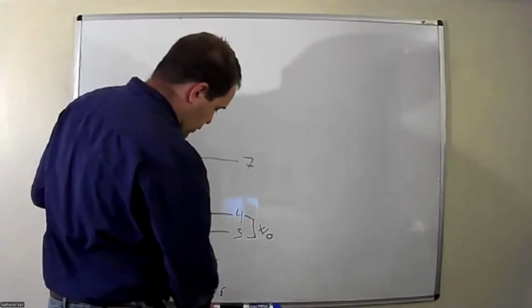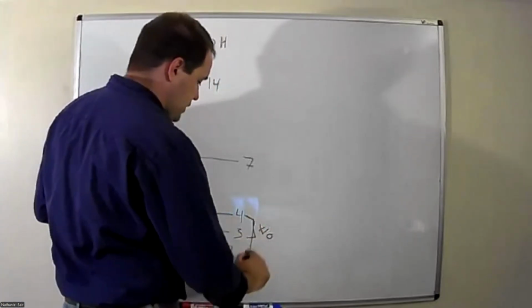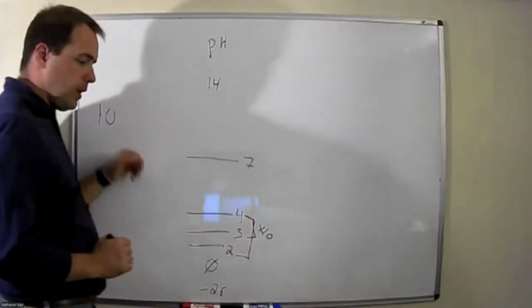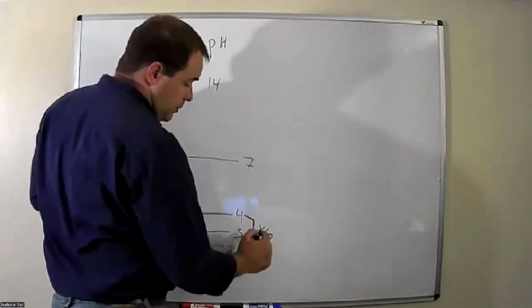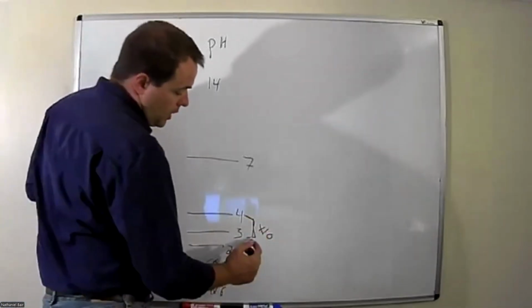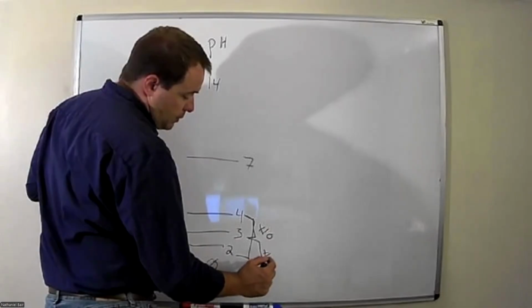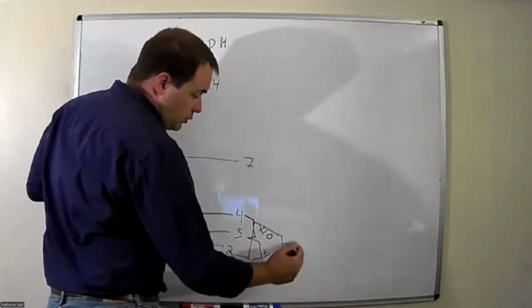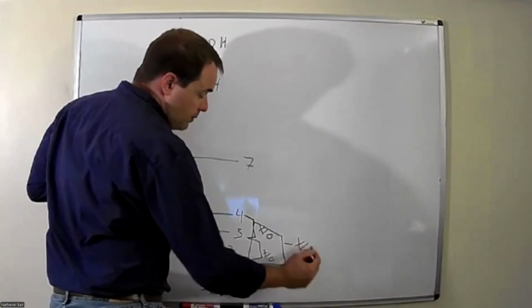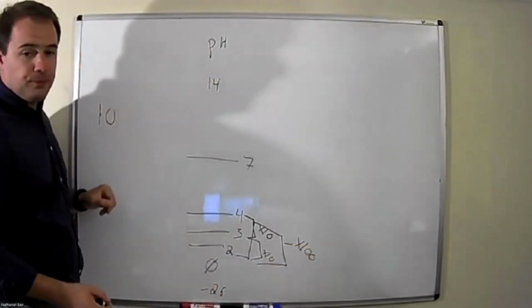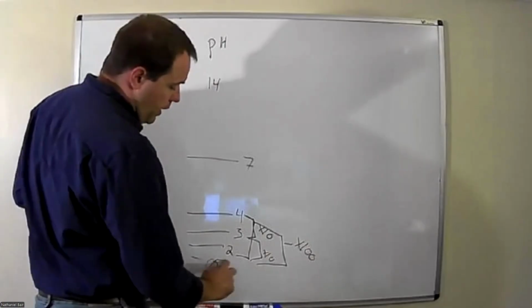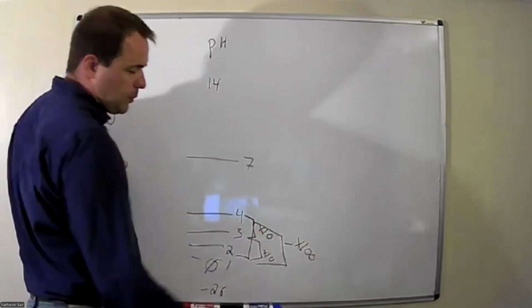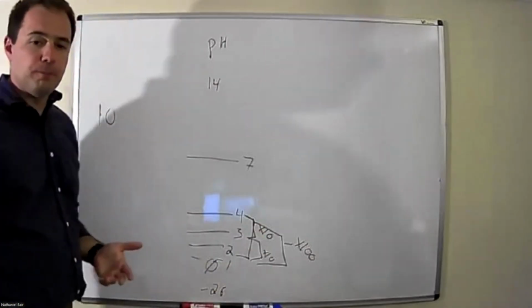What about a solution with a pH of 2? How much more acidic is that than a pH of 4? Well, a pH of 3 is 10 times more acidic than a pH of 4, and a pH of 2 is 10 times more acidic than a pH of 3. That's 10 times 10. That solution is 100 times more acidic, right? If I have a pH of 1, that would be 1,000 times more acidic than a pH of 4.